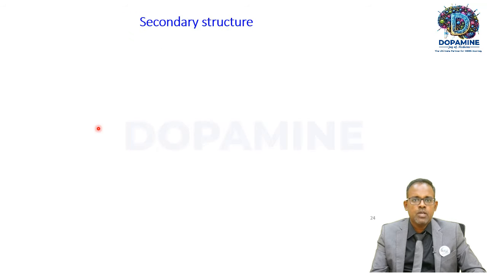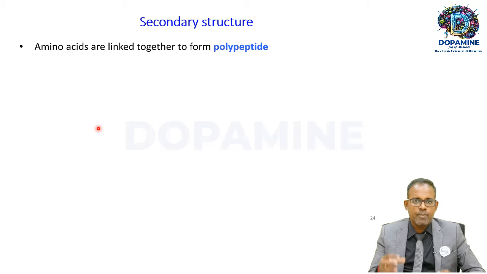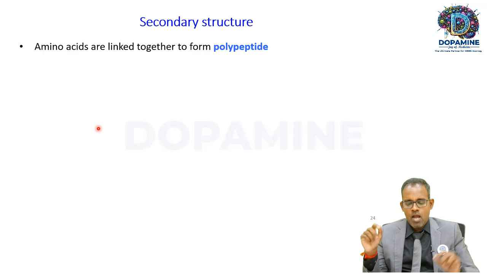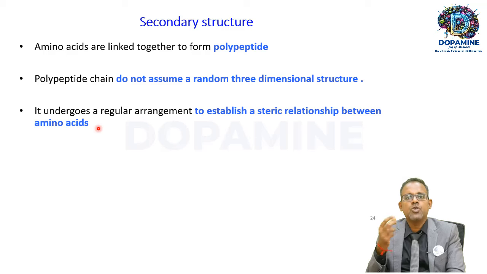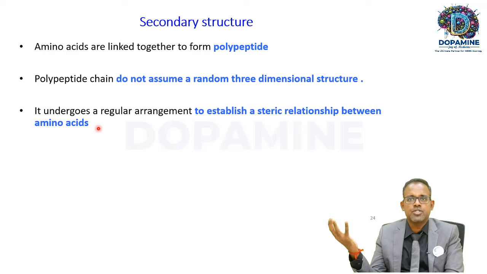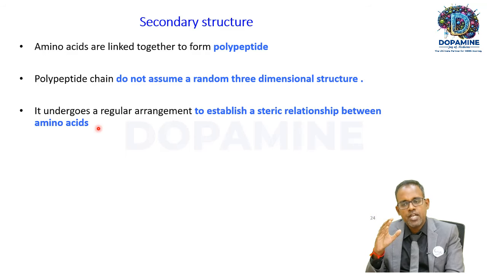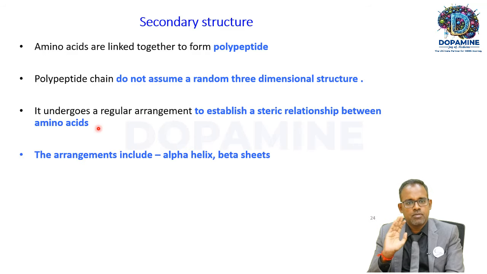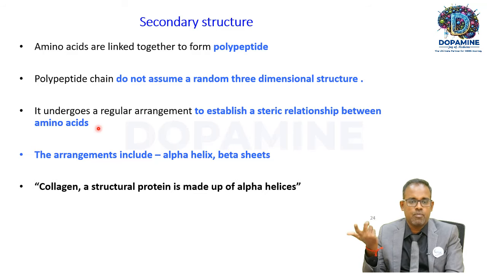Okay, fine. What is secondary structure? In secondary structure, amino acids linked together to form a polypeptide, and this polypeptide chain will assume a helical conformation or a sheet conformation. They will not assume a random three-dimensional structure. It undergoes a regular arrangement to establish a steric relationship between the amino acids. This arrangement can be either a helical form, also called alpha helix, or a beta sheet form. Collagen is an excellent example of a protein which consists of alpha helices. It's a triple helical molecule.